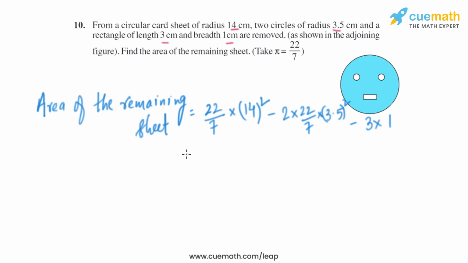So on solving this, we will get 616 minus 77 minus 3. So on simplifying this, we will get 536 square centimeter. So that will be the area of the remaining sheet.